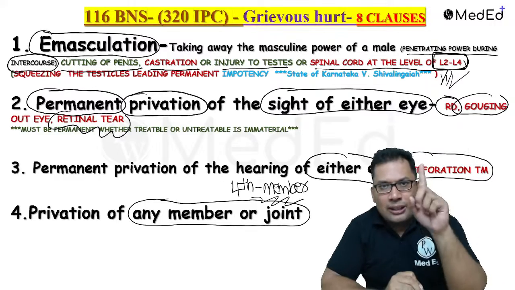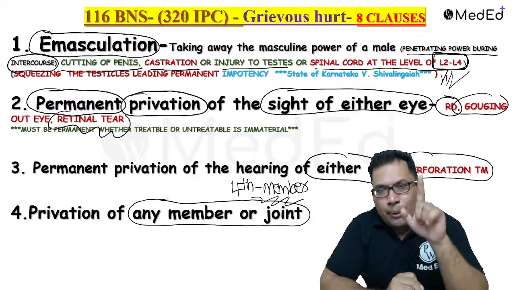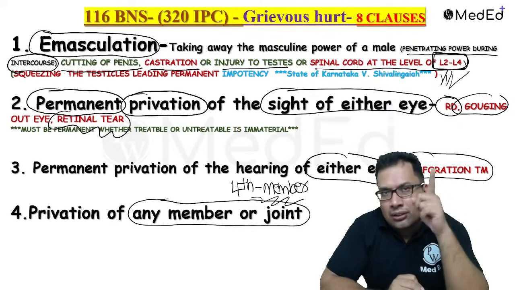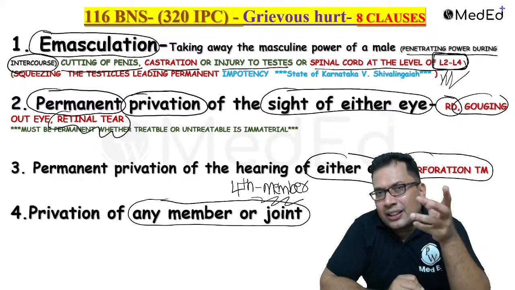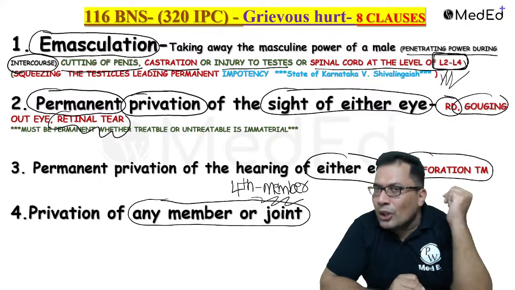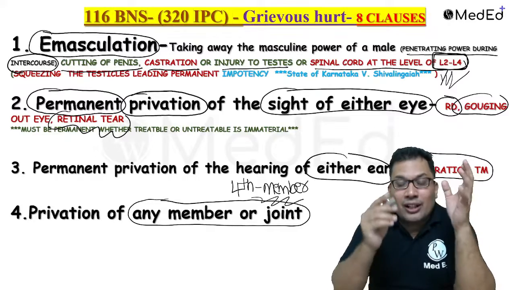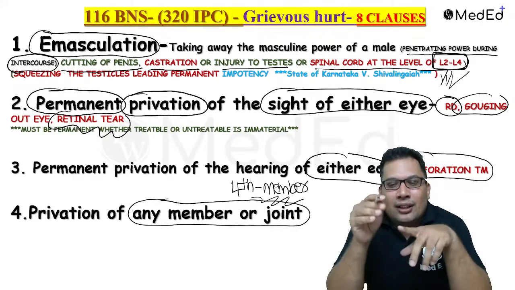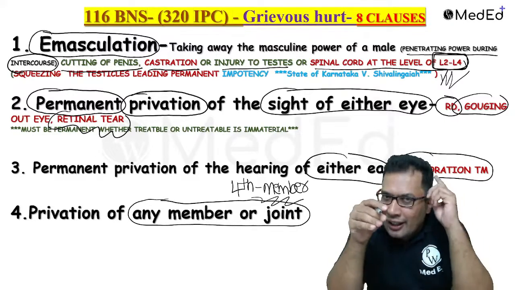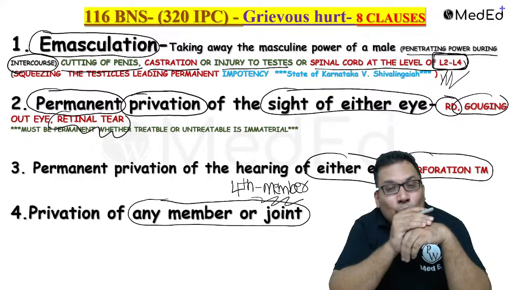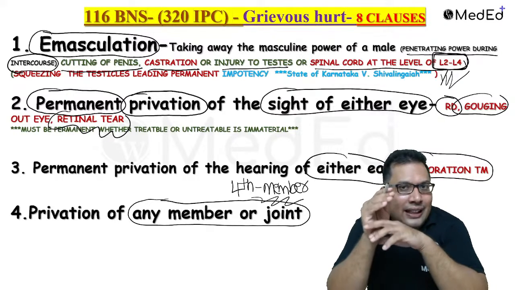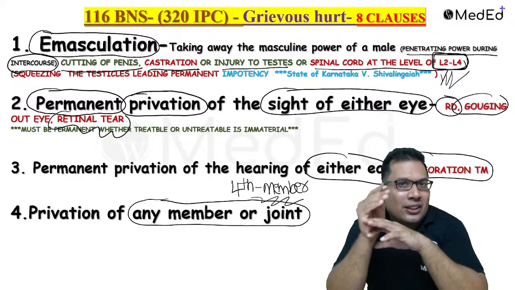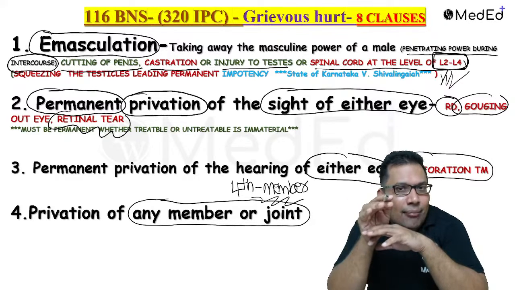Remember now, emasculation, you know that. Permanent privation of eye, permanent privation of ear, that is clause number 3. 4th is the member or joint. Now here a question can be asked in Viva. Nail, is it a member? Hair, is it a member? No. The nail and hair can regrow. It is not considered as a member.